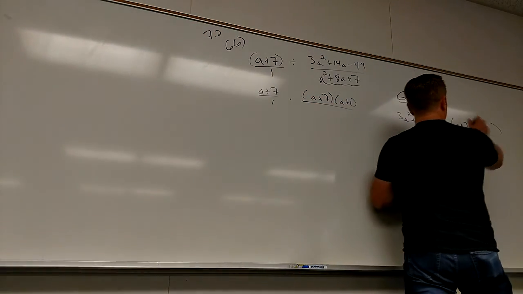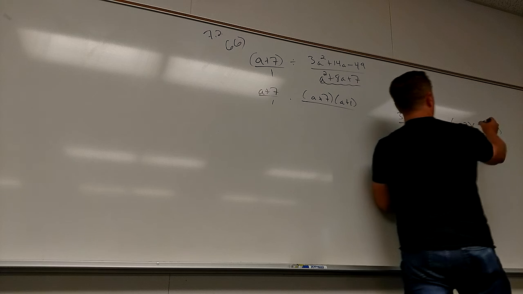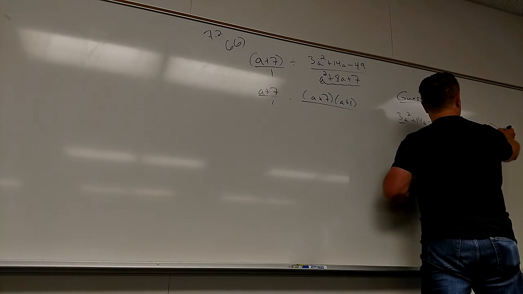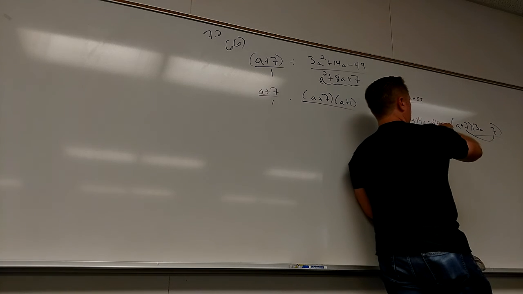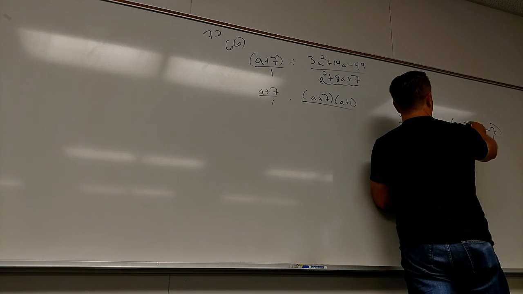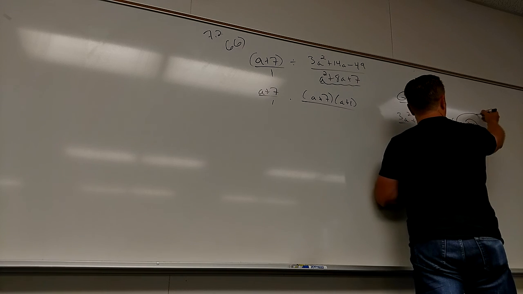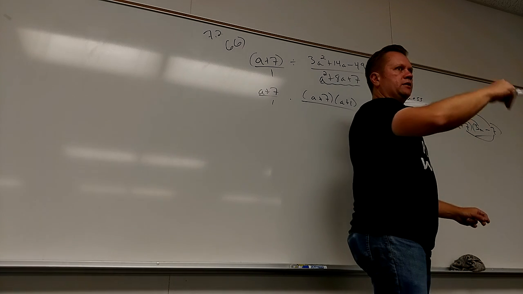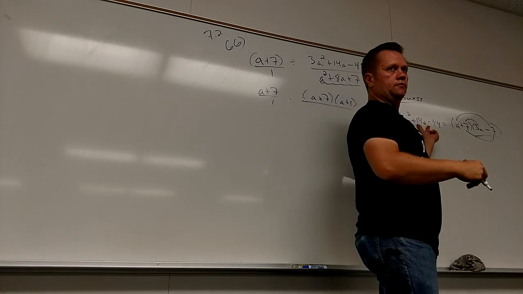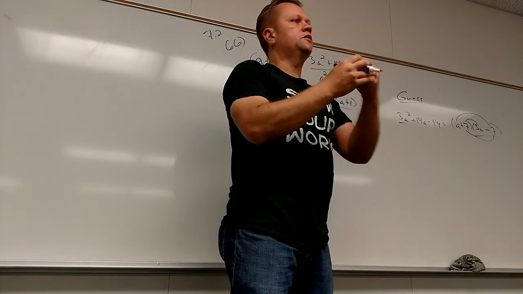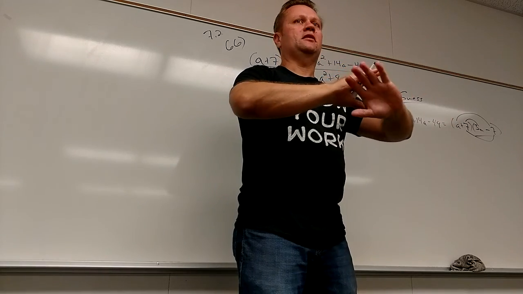What has to be here to make that happen? 3. What has to be here to make that happen? 7. Negative. And then if I check the middle term, 21A minus 7A. What's 21A minus 7A? 42. Now, if you don't see that, that's fine.